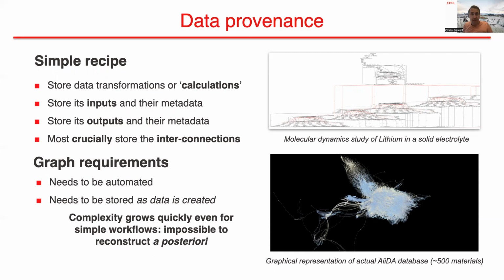At the bottom here is a graphical representation of an actual database with calculations of basic electronic properties of around 500 materials. So this is not particularly a high throughput study, yet the amount of connections you have in the database is already so large that it's essentially impossible to reconstruct later. Even the most diligent scientist will not be able to fully reproduce in detail what has been done and describe it in a paper. So you need to have a tool like AiiDA that tracks this provenance while the simulation is run and stores all the metadata for the calculations.